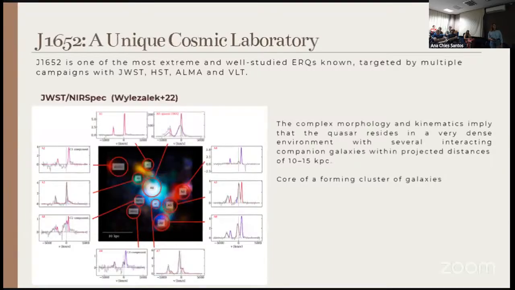We also observe this complex morphology, and this implies that this quasar resides in a very dense environment with several companion galaxies. In this work, we find 3 companion galaxies. This one and these 2 here are the companion galaxies. Probably we are looking at a core of star formation, a cluster of galaxies.